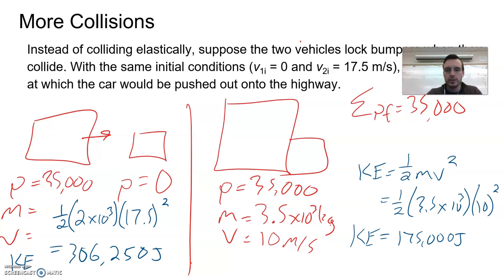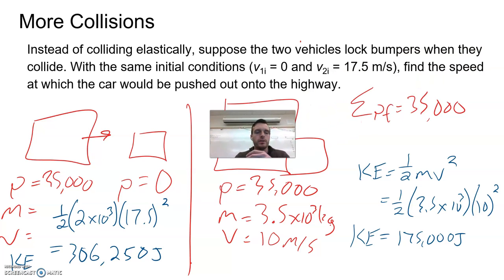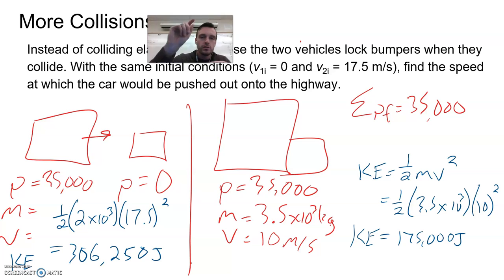This second scenario, I'll put my face right in the diagram here. It says, instead of colliding elastically, suppose the two vehicles lock bumpers. Lock bumpers, remember, stick together, that's perfectly inelastic. Sometimes they use that terminology. And inelastic means the energy is not conserved. And so it says, with the same initial conditions, find the speed at which the car would be pushed onto the highway. So I'll move myself out of here.